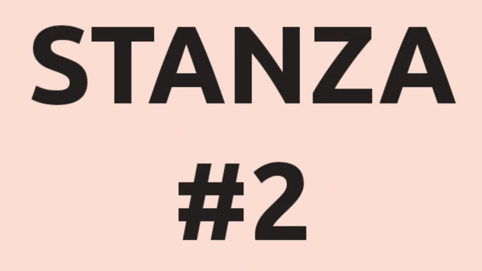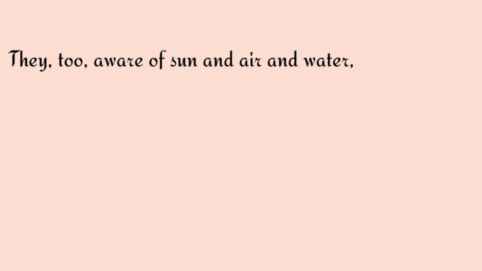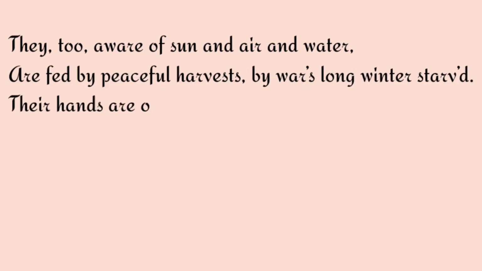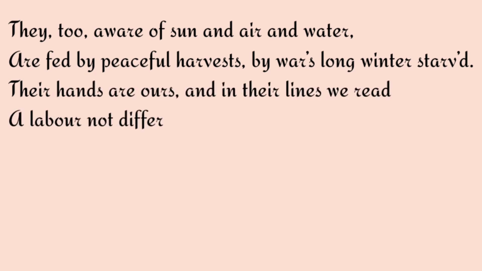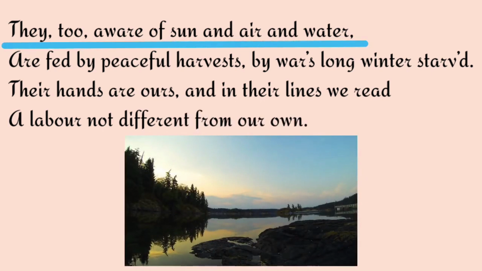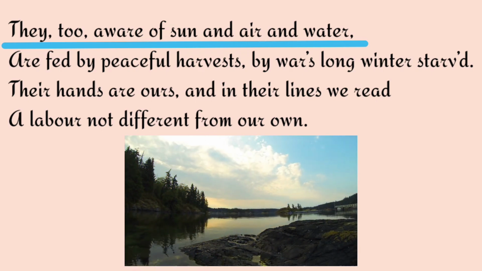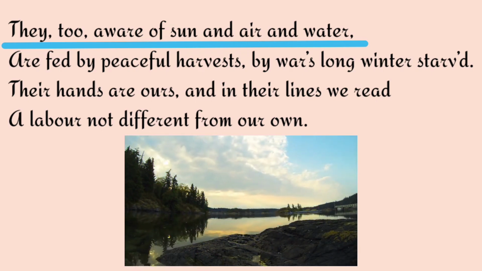The second stanza says, "They too, aware of sun and air and water, are fed by peaceful harvests, by war's long winter starved. Their hands are ours and in their lines we read a labor not different from our own." This stanza says that all the people of the world are nourished and nurtured equally by the elements of nature like sun, air and water.